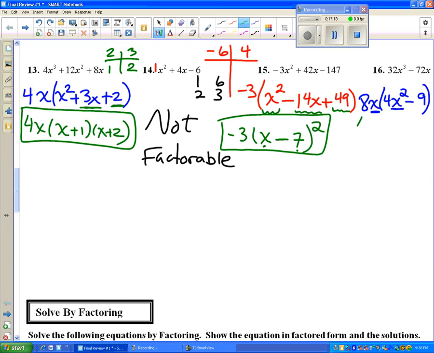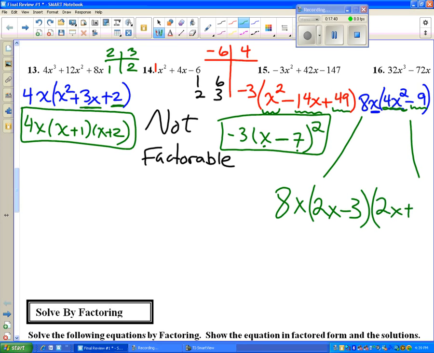Now I need to go one step further. I have my 8x in front. Is 4x squared a perfect square? Since this is two terms, I want to see if this is a difference of two squares. 4x squared is a perfect square, 2x. Is 9 a perfect square? Yes. 3. Is it subtraction in the middle? Yes. So it's 2x minus 3, 2x plus 3. That is my answer.